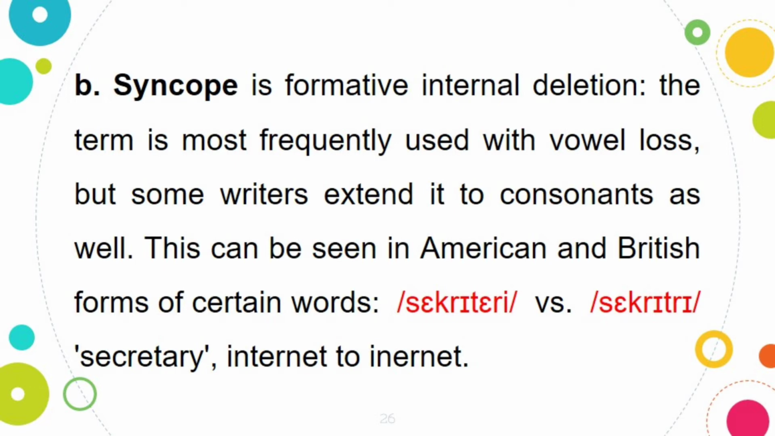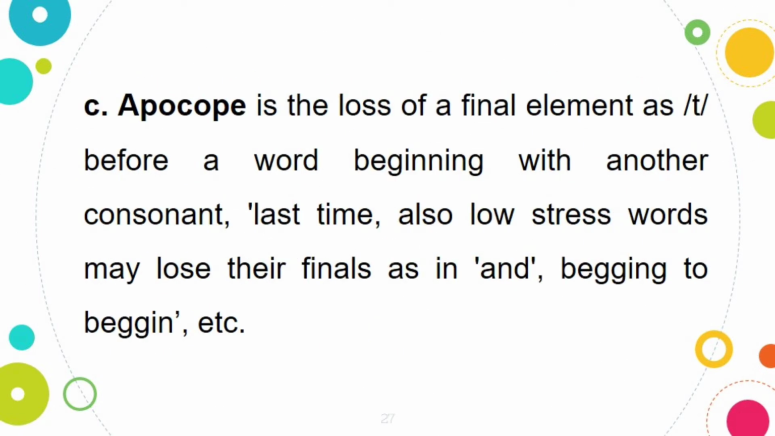This can be seen in American and British forms of certain words, like 'secretary' versus 'secretary'. Apocope is the loss of a final element, such as t before a word beginning with another consonant, like 'last time'. Also, low-stress words may lose their finals, as in 'and' and 'begging' to 'beggin'.